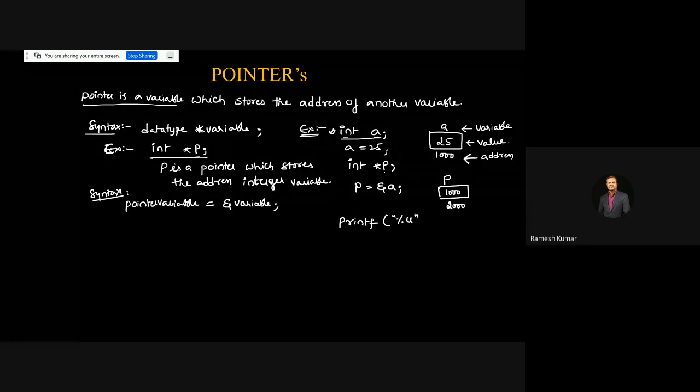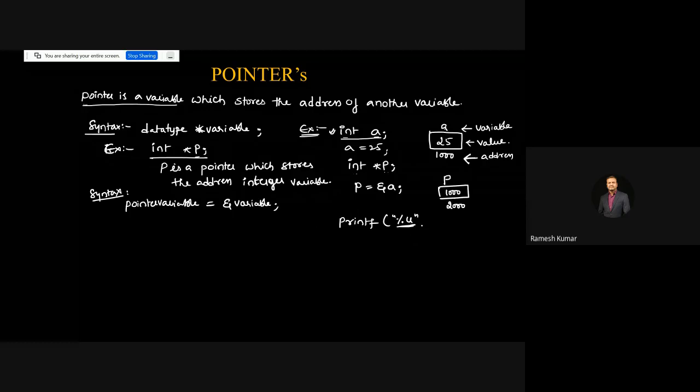Unsigned numbers means what? An address is never a negative number, an address is always a positive number. So addresses are always represented with the field specifier percentile u. Percentile u specifies the address.